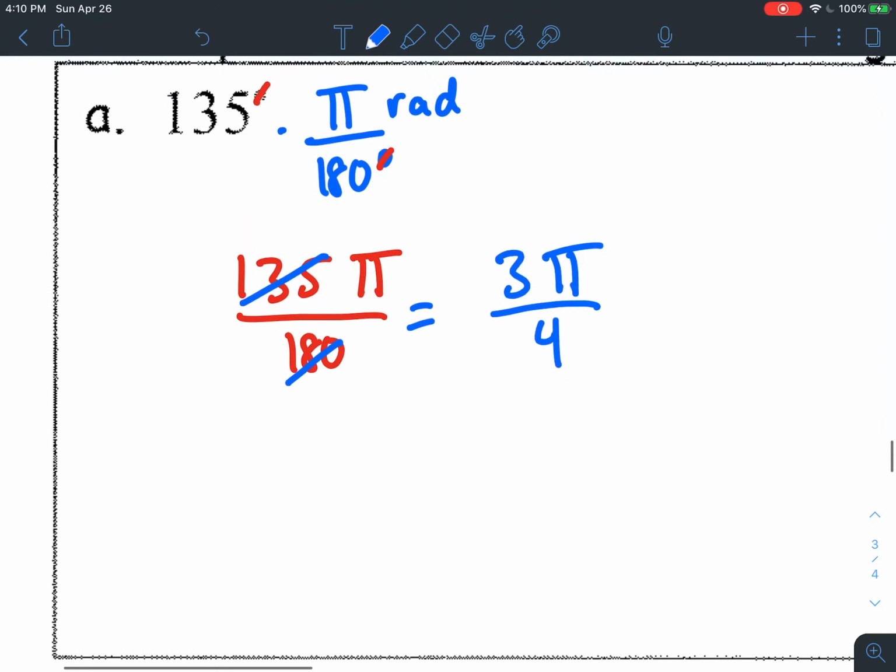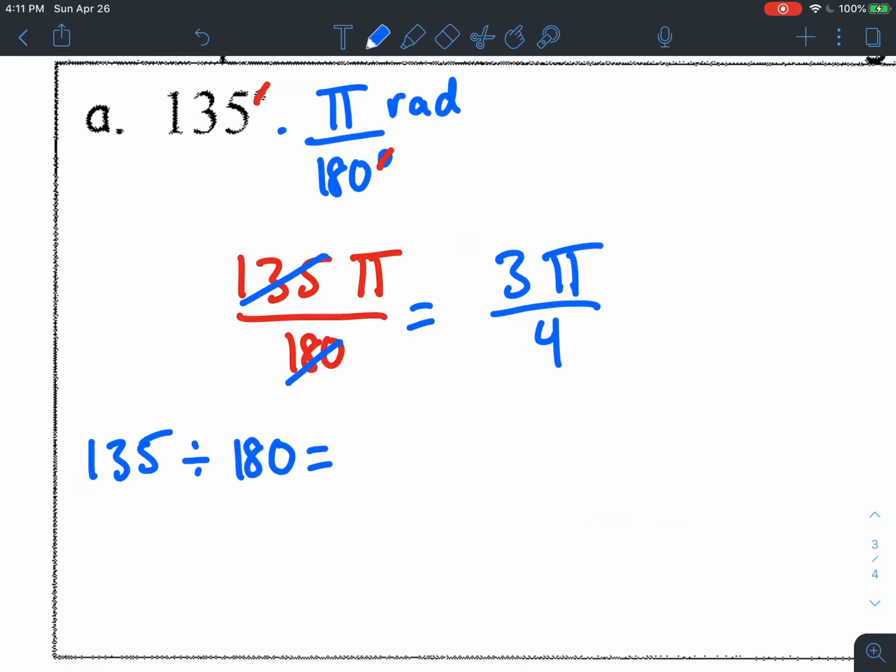Now, one other way that you can do this, if you're not feeling super confident in your simplification, your reduction skills, is to use your calculator. Everyone, or most everyone, has this option. If you did 135 divided by 180 and hit equals. Actually, let me grab my calculator and do that so I can show you what that decimal is.